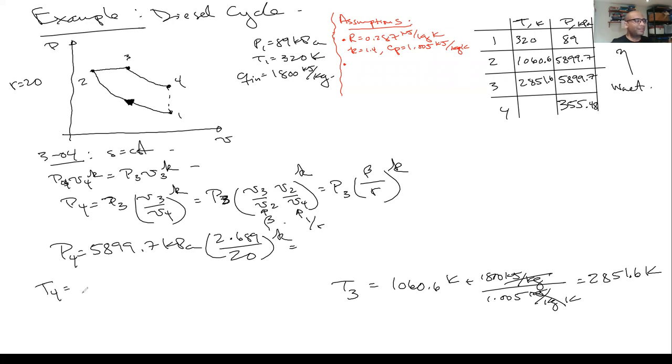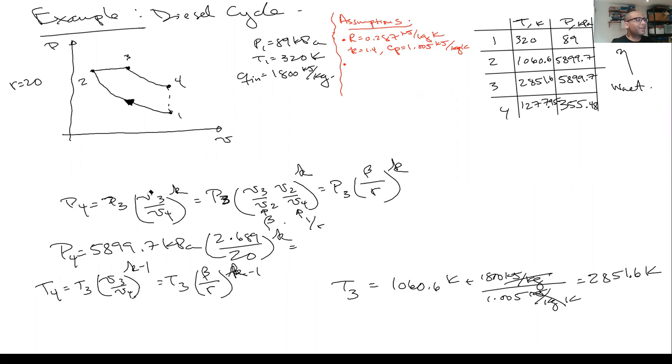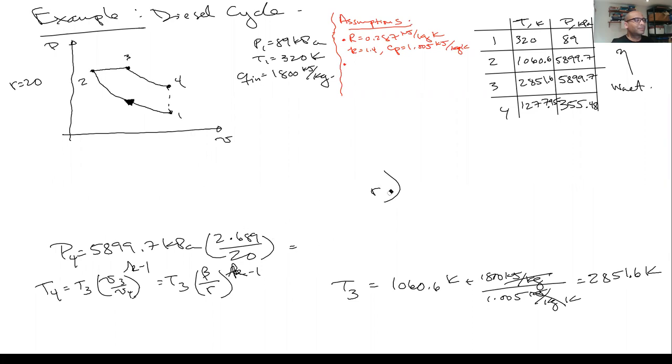Temperature at 4, by now you might see the symmetry. So T4 is going to be equal to T3 times V3 over V4 to the K minus 1. If you look at the symmetry, the ratio is the same, V3 over V4, so that's going to be T3 times beta over R to the K minus 1. Yay! Punch that in. 1277.95 Kelvin. There we go. So now I have all four states. I can get the net amount of work.